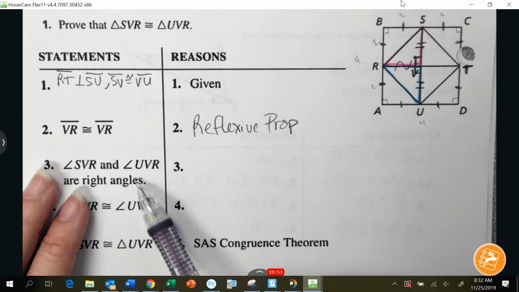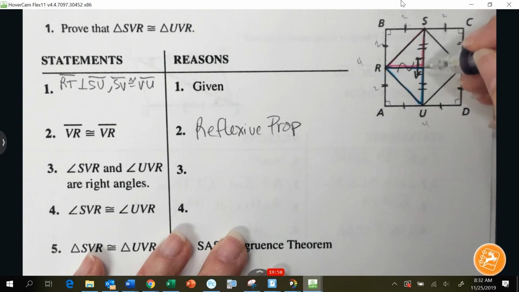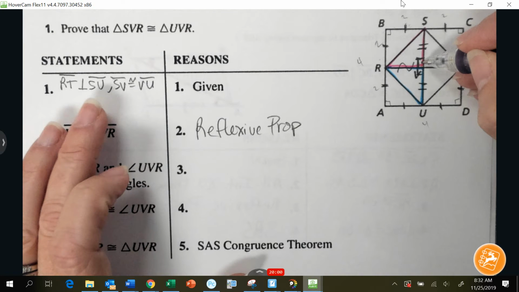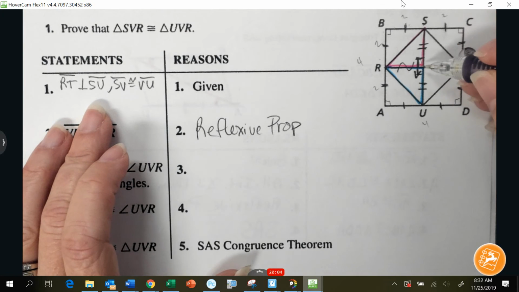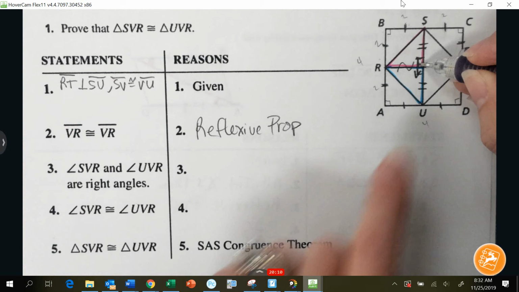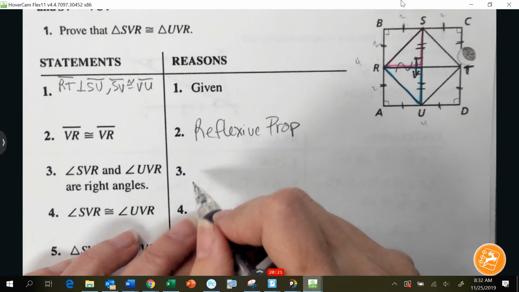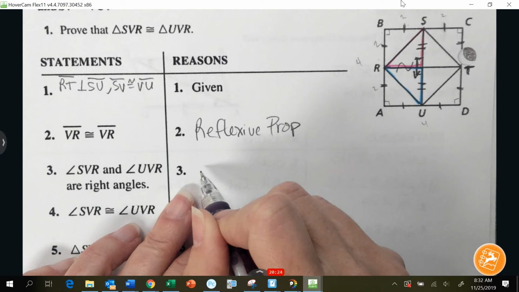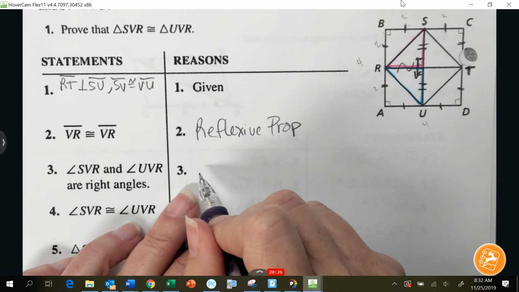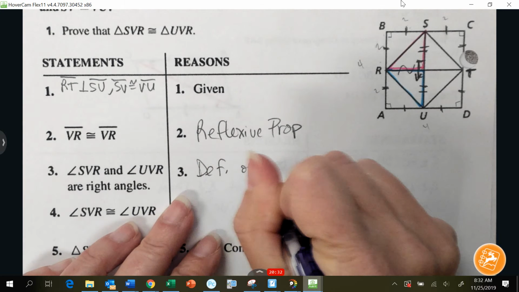Angle SVR and angle UVR are right angles. Why can I say that these are right angles from the information that was given to me? Matthew, how do you know that these are right angles? Because they're perpendicular. So I'm not going to write because they are perpendicular, but I am going to write something about perpendicular lines. Do you know what it is? Definition of perpendicular. Yeah. Definition of perpendicular lines.